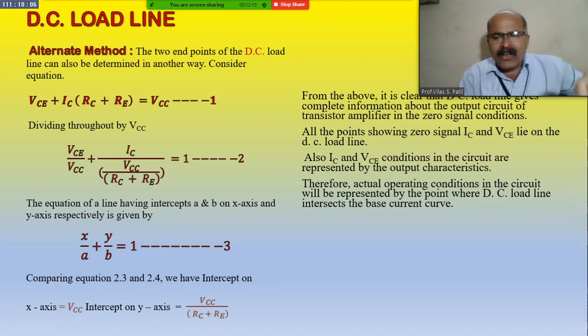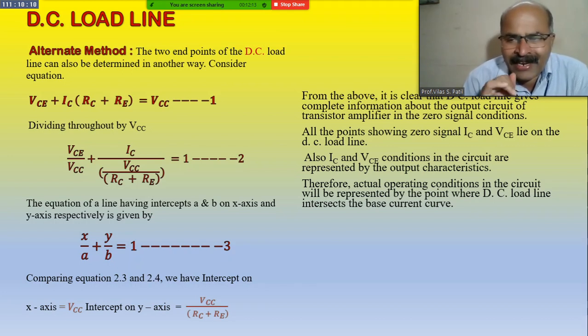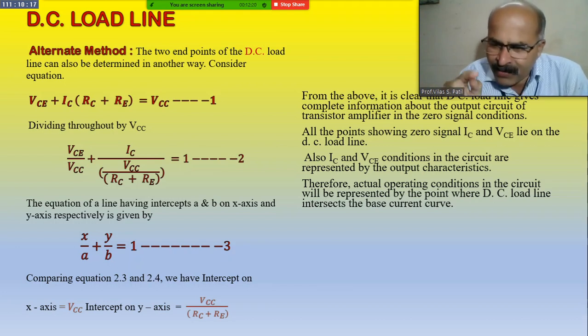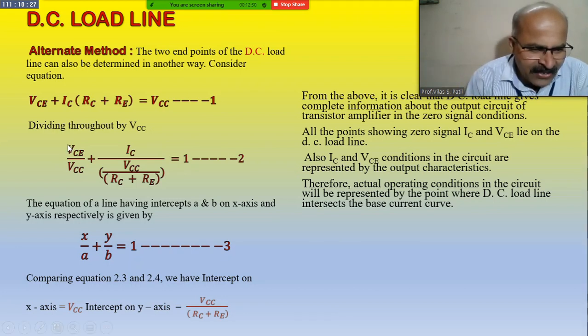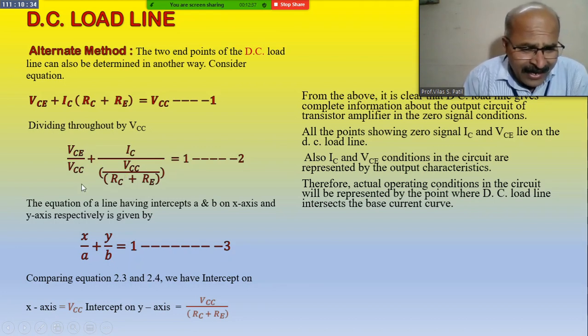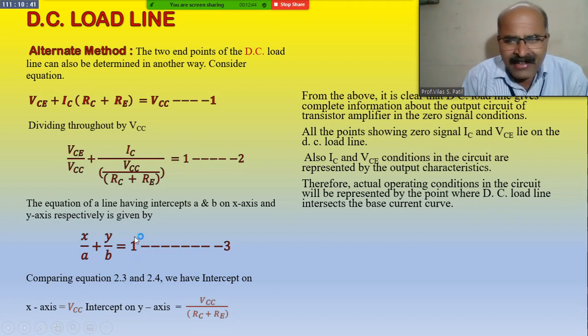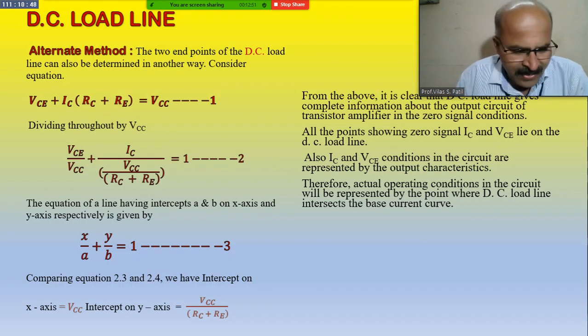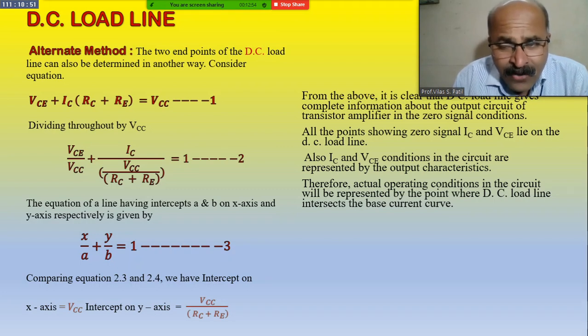RC plus RE is in the denominator, so it is inverted and becomes multiplication, meaning the value of the equation does not change. That is IC into (RC plus RE) divided by VCC, which means IC divided by VCC divided by (RC plus RE), which is equal to 1. Now, let us put VCE as X with its intercept A, and IC as Y with its intercept B. That is X divided by A plus Y divided by B is equal to 1, and this is the equation of a straight line, and that straight line will be intersecting on both axes, IC as well as VCE. Is it correct?